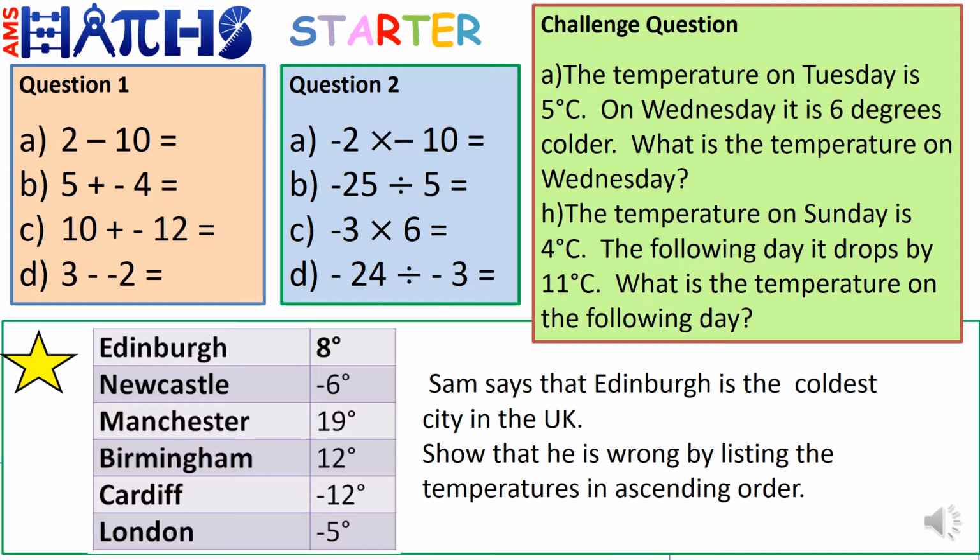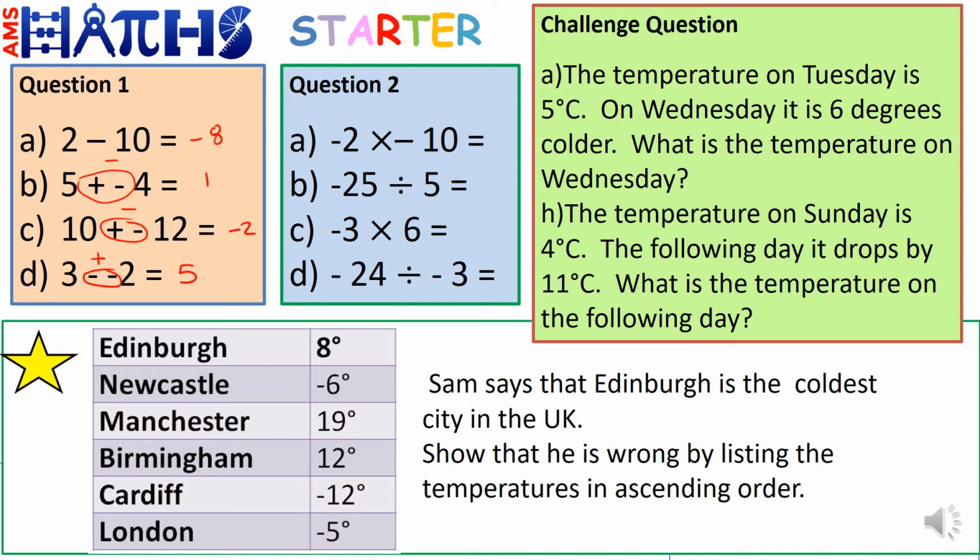Here are your answers. For question 1, we have 2 minus 10, which gives us minus 8. Then we have 5 plus minus 4, so that becomes a minus, so it's 5 minus 4 gives us 1. Then here, this becomes a minus as well, so 10 minus 12 is minus 2, and minus here gives us a plus, so 3 plus 2 gives us 5.